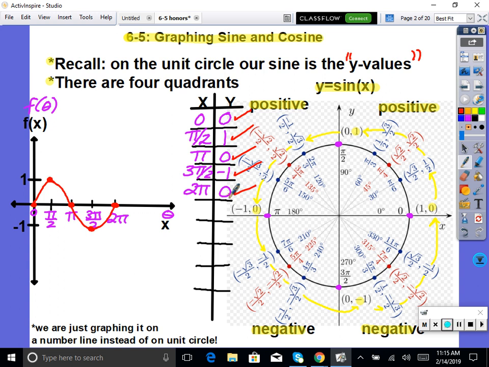So I can even continue filling in. The pattern will happen again: 0, then max, 0, min, 0. So if on the test I said graph 5 cycles, it'll be really easy for you to fill in. You guys kind of see what I'm saying?